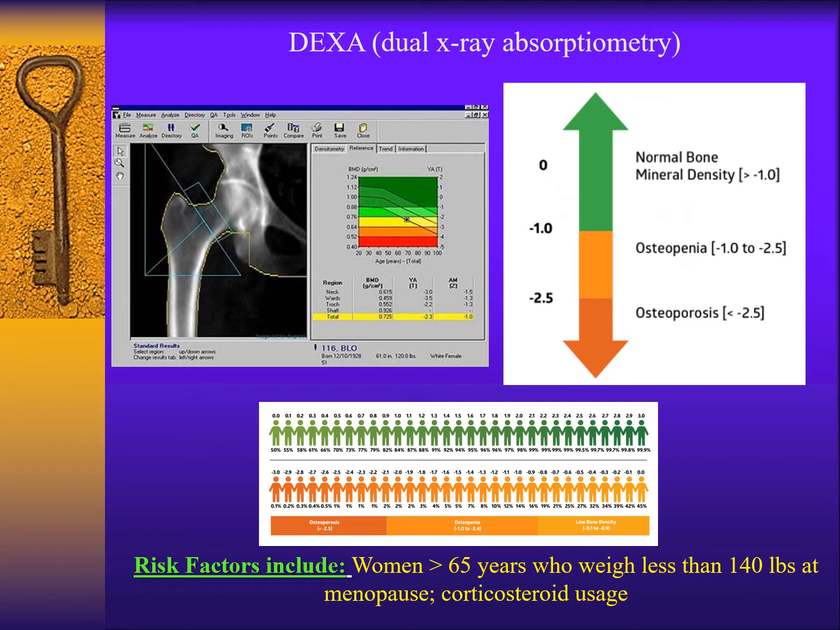And the DEXA scan is important again because it gives us some understanding of the amount of bone density that the patient has. And so if a patient is dealing with higher grades of osteopenia or osteoporosis, we want to make sure the appropriate interventions are put in place to help increase that individual's bone density and lessen their risk for a fracture down the road.